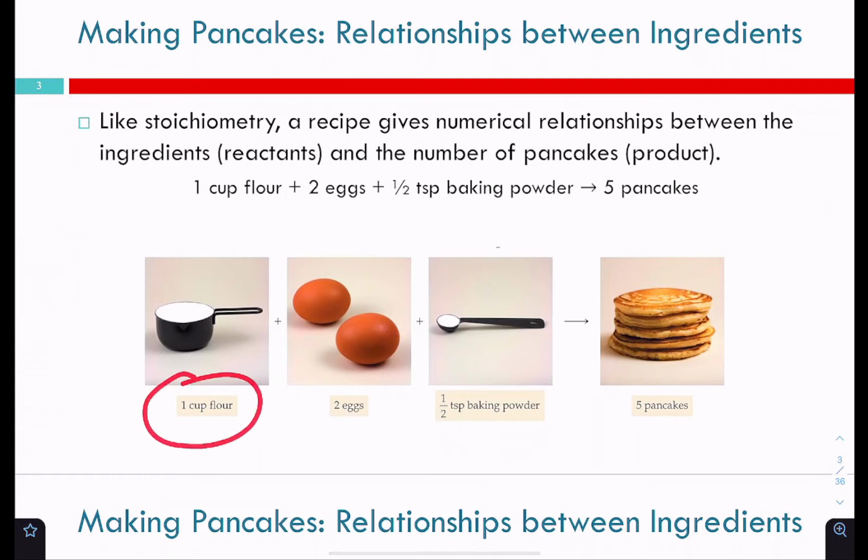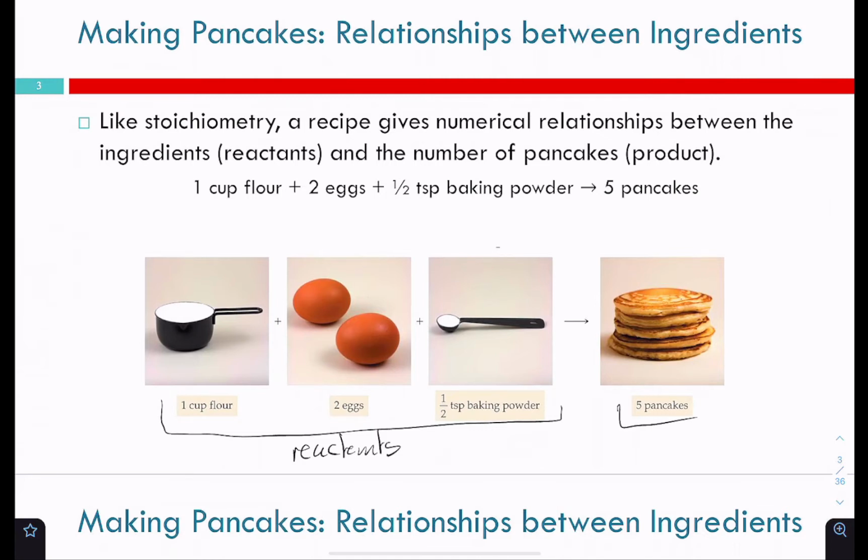So if you have 1 cup of flour, 2 eggs, and a half a teaspoon of baking powder, you can make 5 pancakes. These are the amounts of things that go in, and exactly the amounts that go in. You don't want to add more or less than 1 cup of flour, because then you're not going to get very good pancakes out of that recipe. So these are our reactants, and this would be our, in this case, single product. So kind of a synthesis reaction.